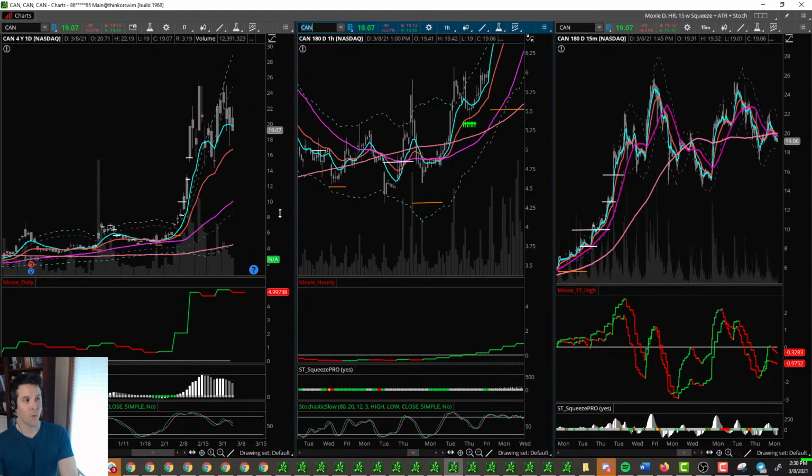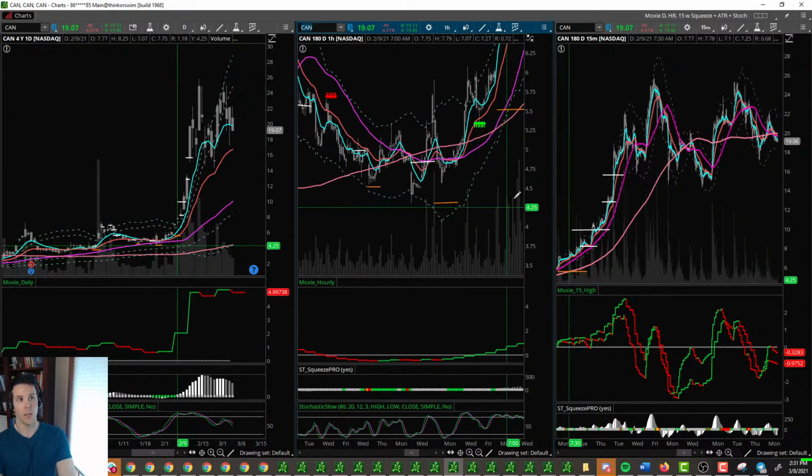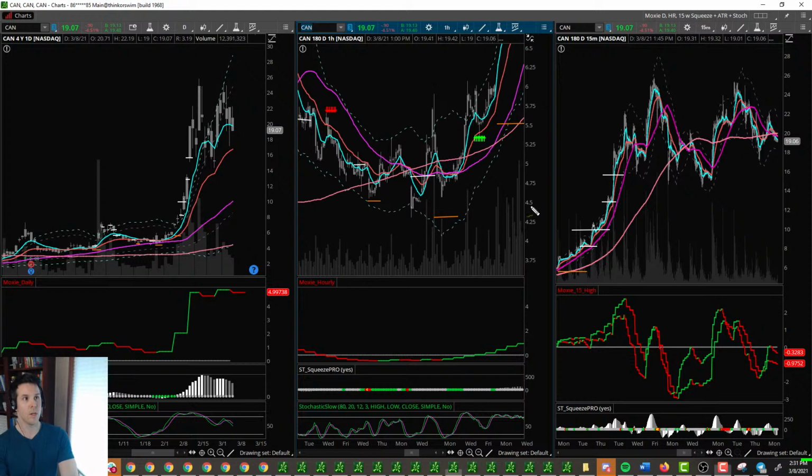And I saw this thing a while ago. We've actually taken a few trades on it, and then it pulled back. I was like, okay, it's not working out, let's get out. And then we had to keep waiting. Sometimes you have to take a trade or two in order to get this right, and CAN was one of those situations.